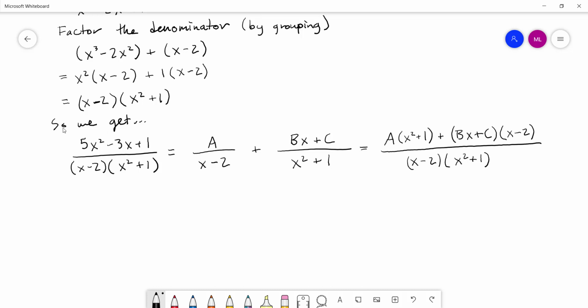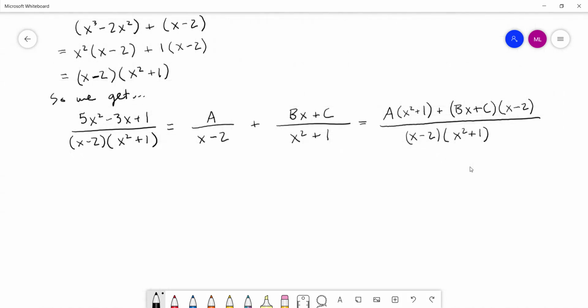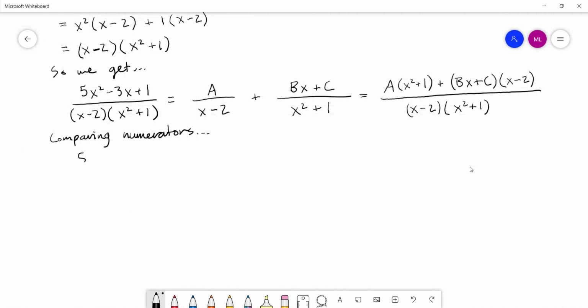Same approach. And you'll notice I'm comparing this to this. They have the same denominator, so for them to be equivalent, they just need to have the same numerators. So we're going to just compare the numerators. If we compare the numerators, we wind up with 5x squared minus 3x plus 1 is equal to a times x squared plus 1 plus bx plus c times x minus 2.